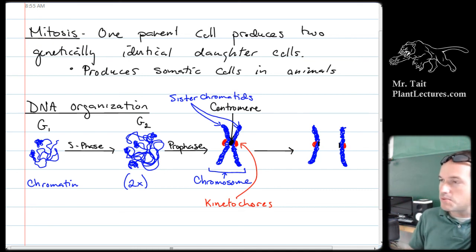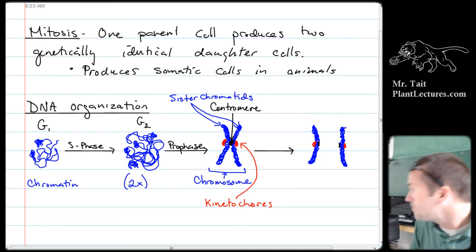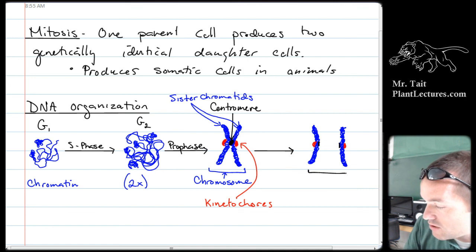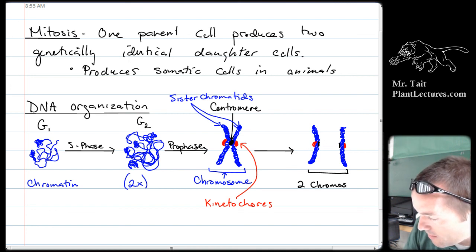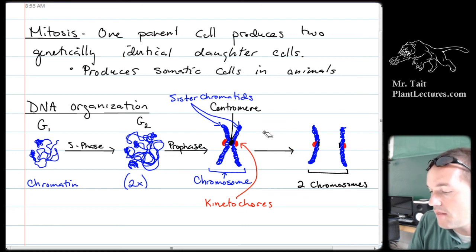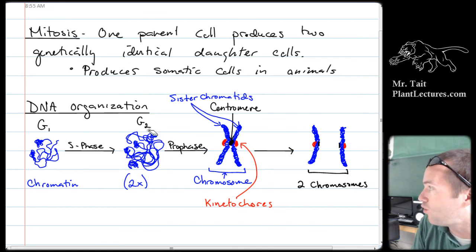But here's the weird thing. Each of these now is a chromosome. So this is 2 chromosomes. When they are connected at the centromere, they are a single chromosome, but once they get pulled apart, they're now 2 separate chromosomes. And we said that in G2 phase, we made a whole bunch more DNA.